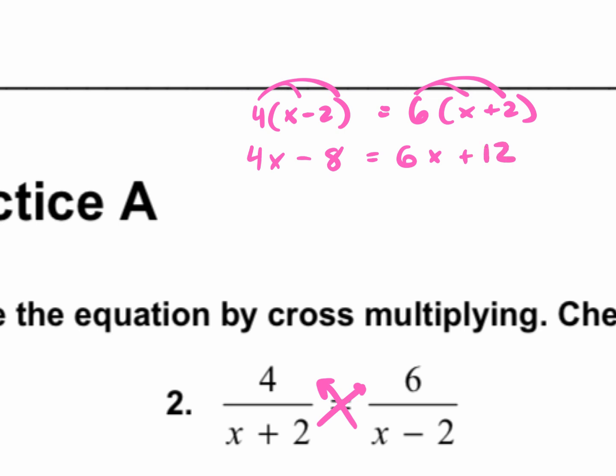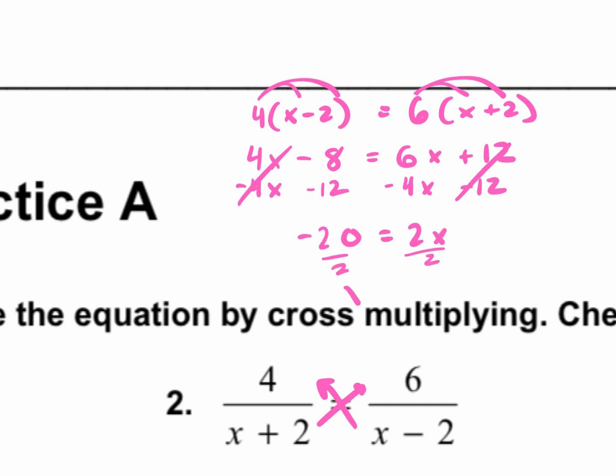Then what? Move all of your x's to one side, so I can subtract 4x. Move the x's on the right, and then move your constants to the other side. So I'm going to subtract 12, move that to the left. So I have negative 20 is equal to 2x. Divide both sides by 2, so what does x equal? Negative 10. Perfect.